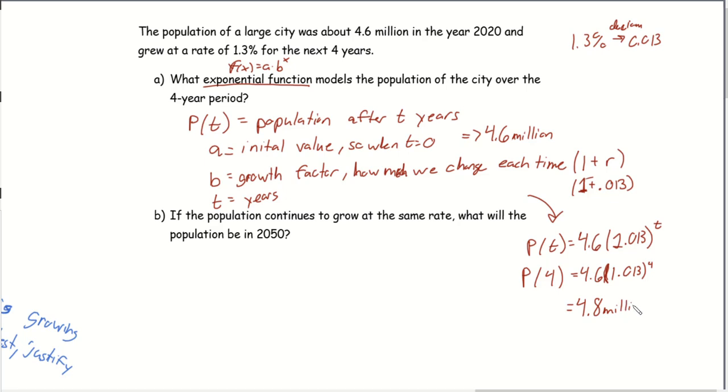Did we all get it with the calculators on how to raise to a power? Yes, 4.8 million. Now, part B says if the population continues to grow at the same rate, what will the population be in 2050? Yes, so I'm changing our t. So I still have my same equation.